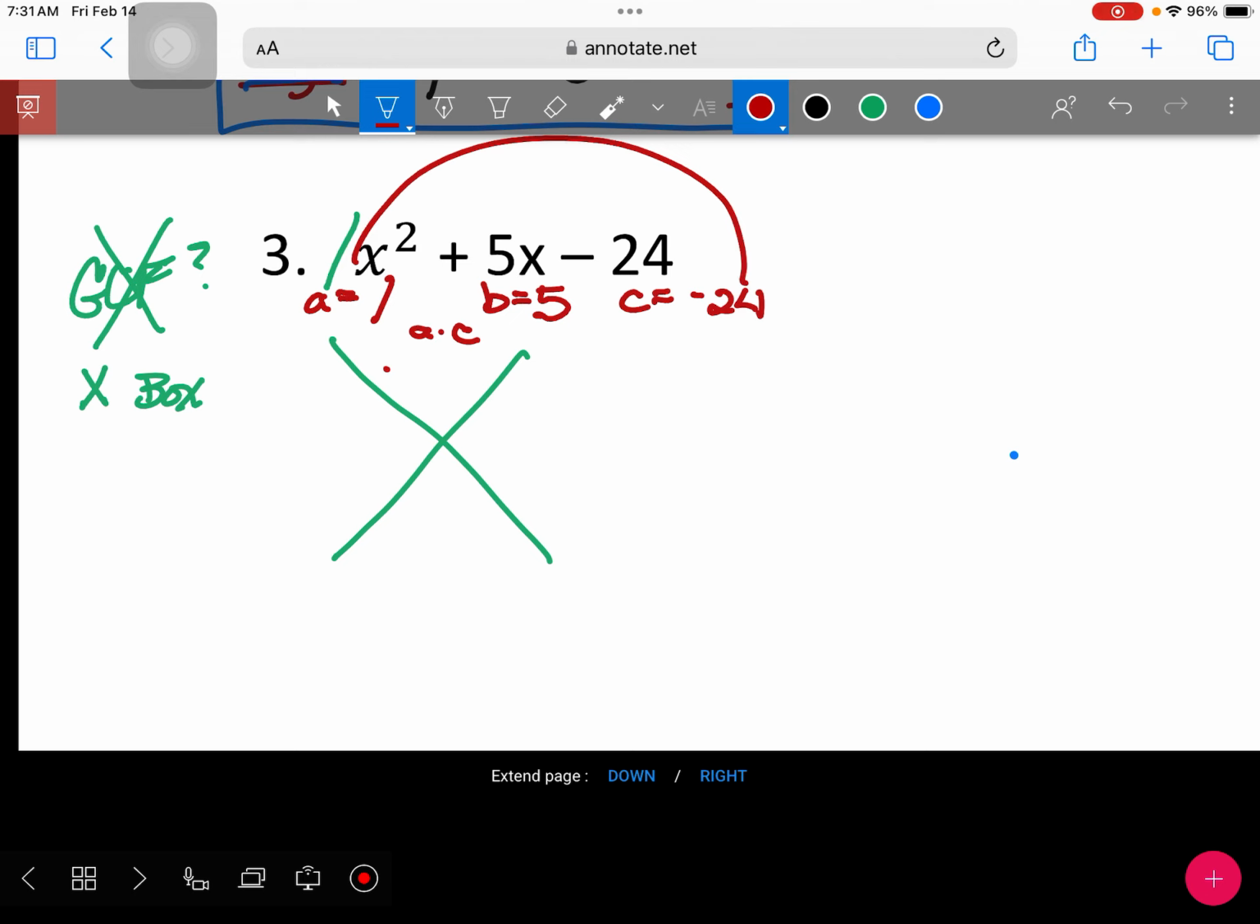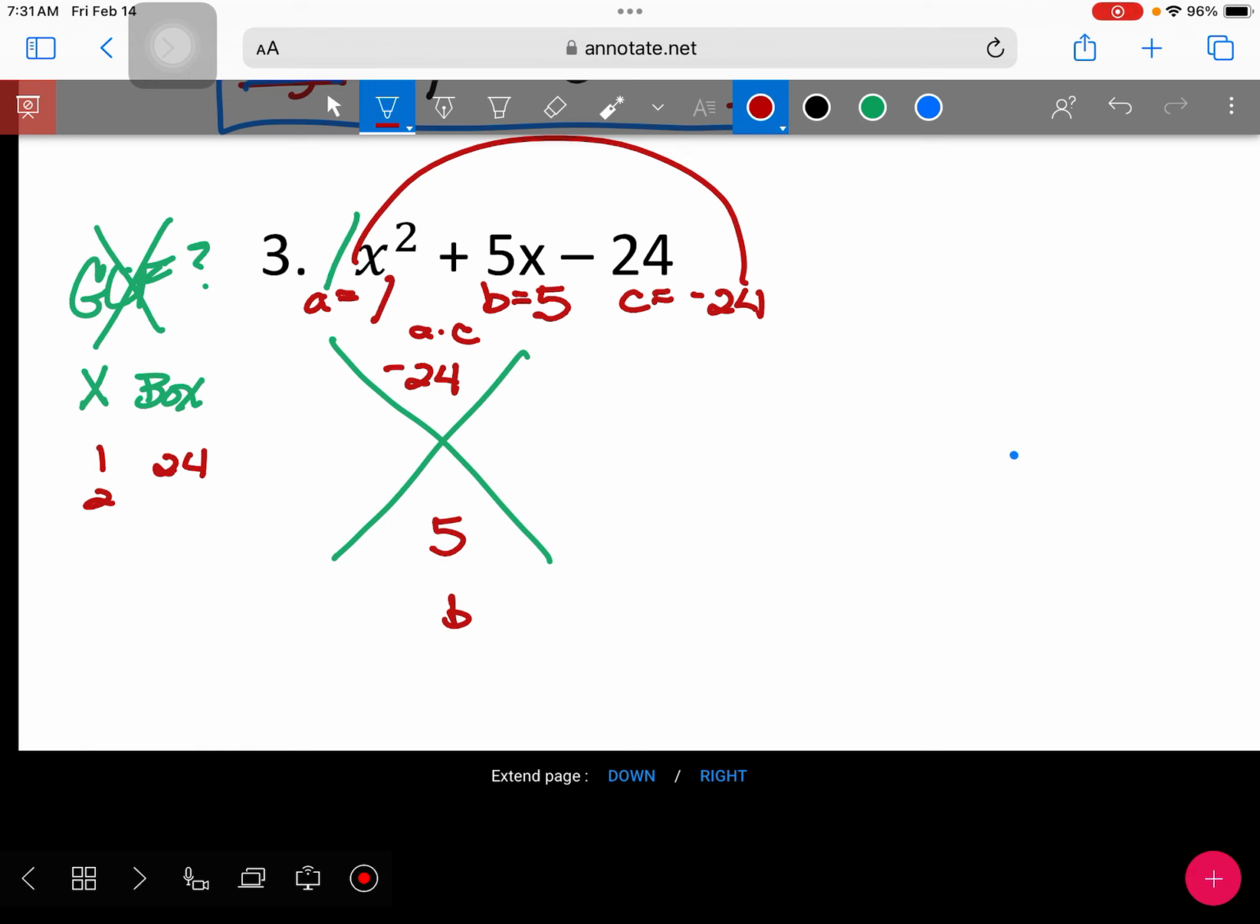At the top of this goes our outside amounts. A times C, that's negative 24. And at the bottom is your B value. So two factors that multiply to give you a negative, that means one has to be positive, one has to be negative, and add to give you 5.